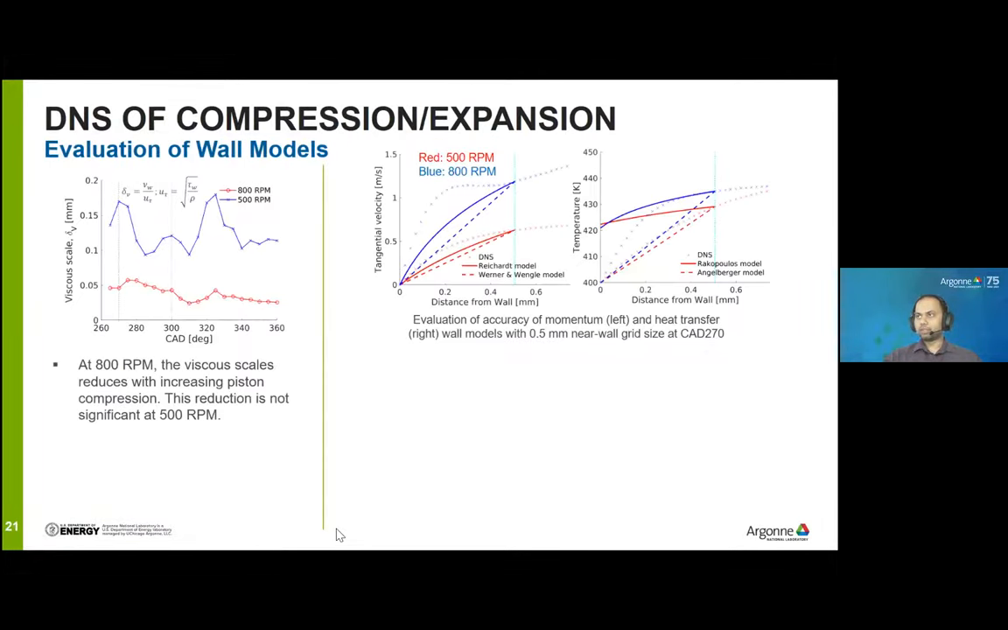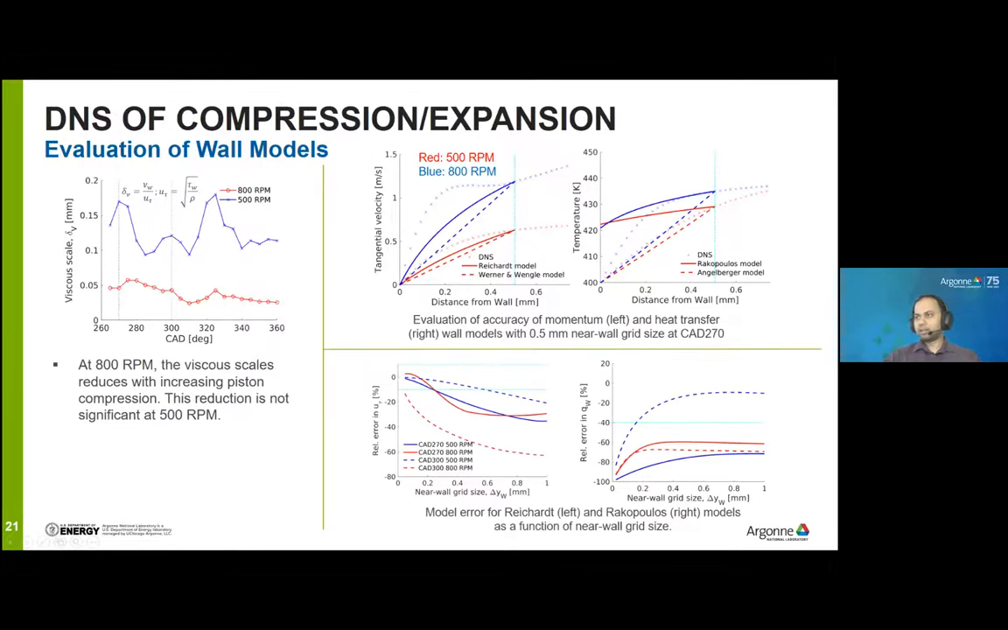The first step was to evaluate the accuracy of available wall models. So we used the DNS data to perform an a priori analysis of a few different wall models. On the left here is the Reichert model and the Werner and Wengle model. Both are very commonly used for momentum wall models. And on the right, two different heat transfer models are shown. So overall, what you see is that none of the wall models are able to perform well enough.